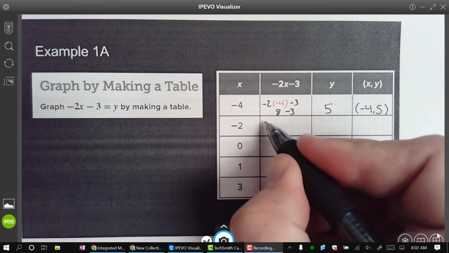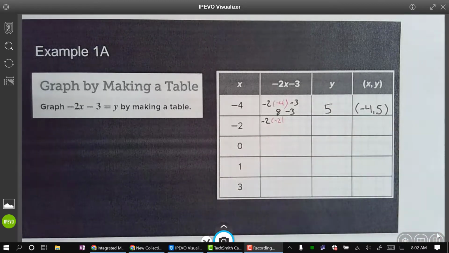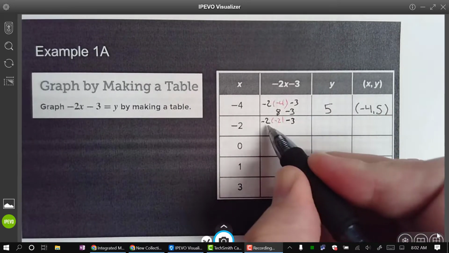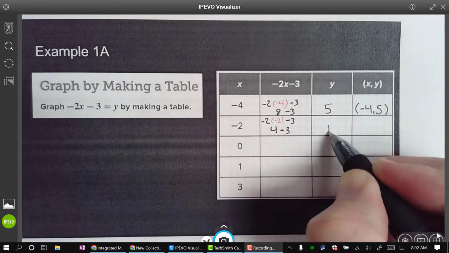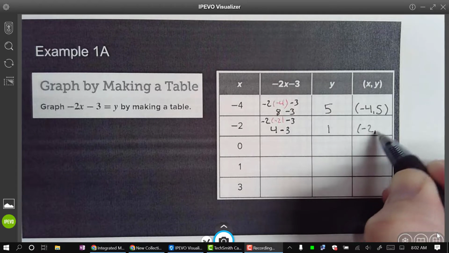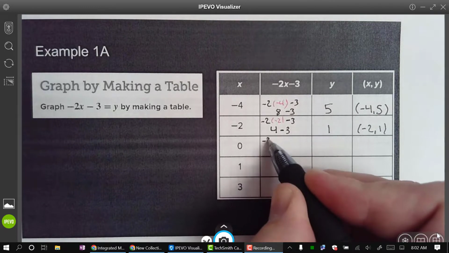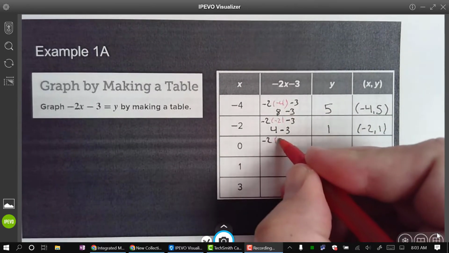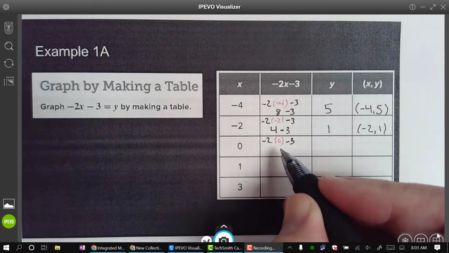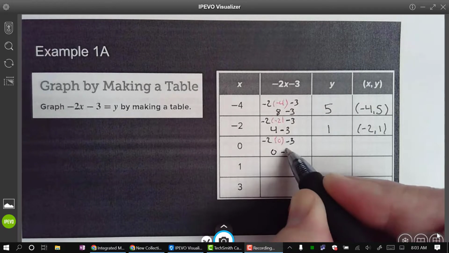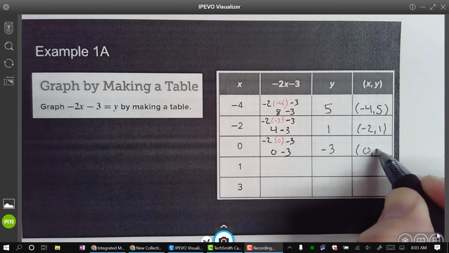Now I'm going to put in negative 2. So this is going to give me negative 2 times negative 2 minus 3. Negative 2 times negative 2 is positive 4 minus 3. 4 minus 3 is 1, so this is going to be negative 2, 1. Substitute in 0. Negative 2 times 0 minus 3. Anything times 0 is just 0, so this is going to give me 0 minus 3. 0 minus 3 is negative 3. So this is going to be 0, negative 3.